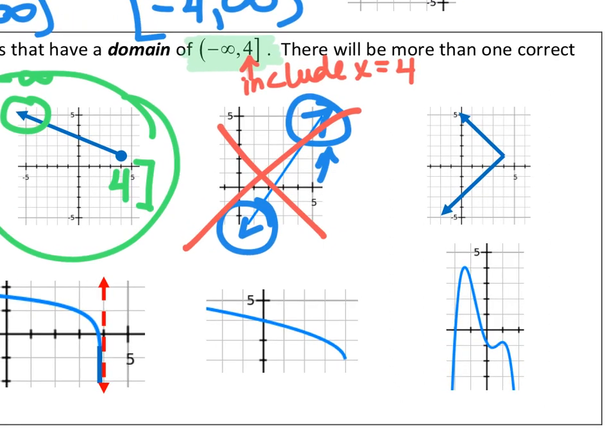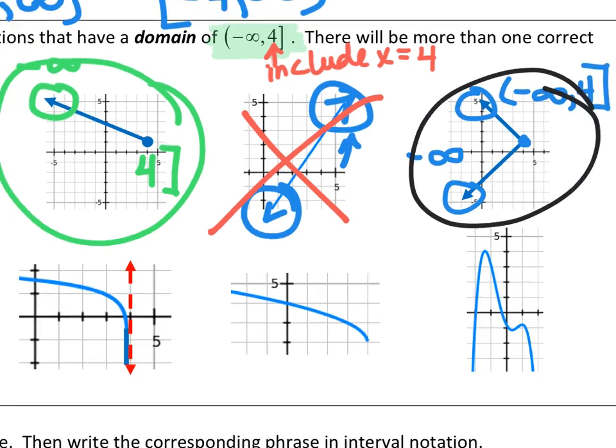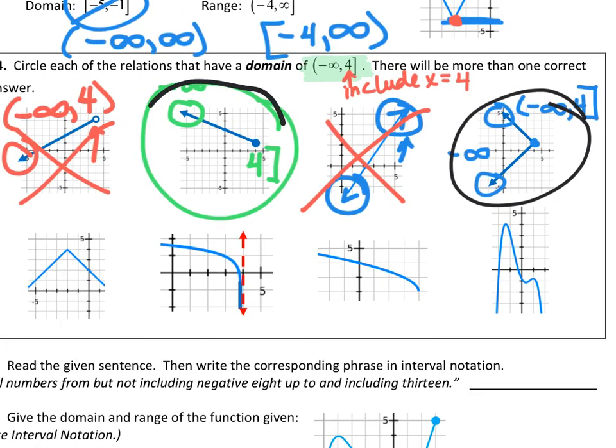This last graph on the top row goes to the left here and here forever. So negative infinity on the left. And here at 4, the x value equals 4 right at that point. So the domain is negative infinity to 4, including 4. And so this graph is also one of our answers. So far, the second and the fourth graphs.